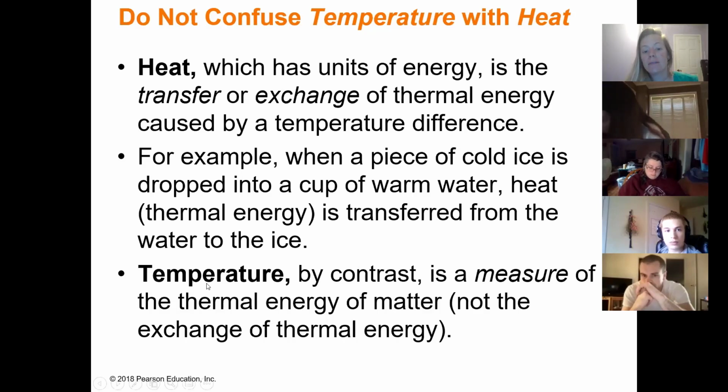Temperature, by contrast, is a measurement of the thermal energy of the matter, not the exchange of that thermal energy. So temperature is more of like a fixed value. It's like, this thing has this temperature. Now, heat is dependent on temperature, but temperature is for a fixed object. Heat, on the other hand, is saying, hey, this object is transferring its heat to another object.